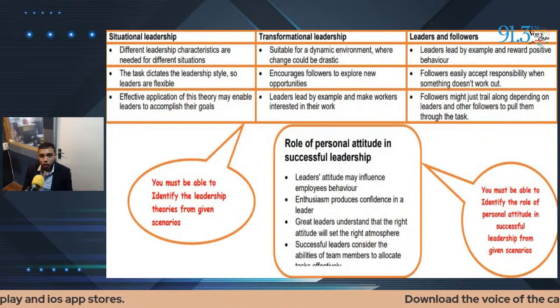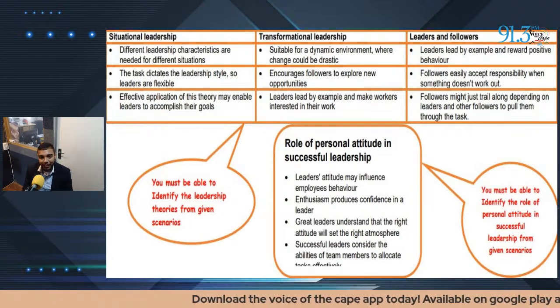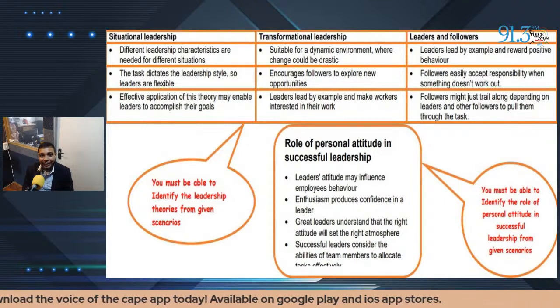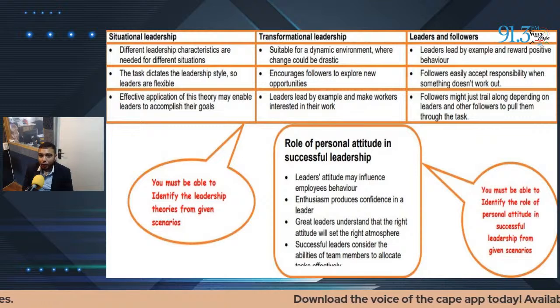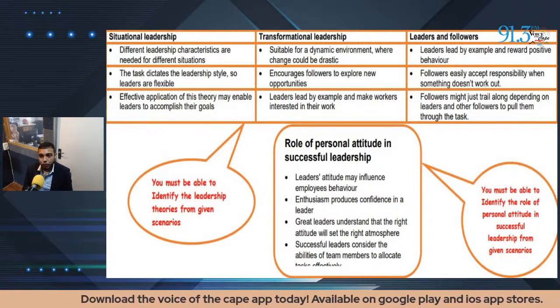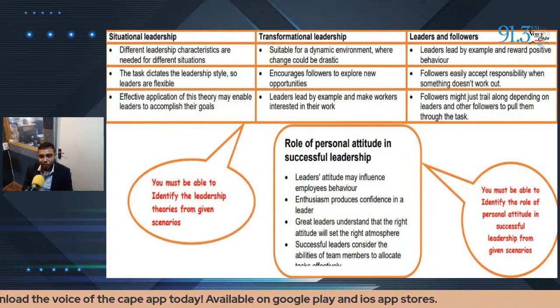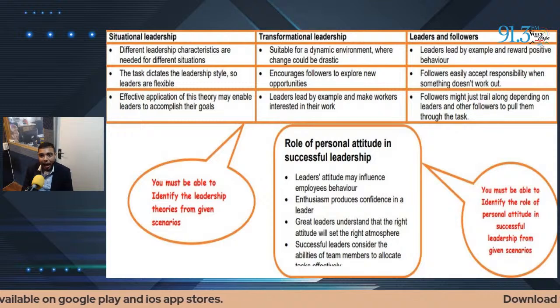Transformational leadership is suitable for a dynamic environment where change could be drastic. It encourages followers to explore new opportunities, and leaders lead by example and make workers interested in their work. So, leaders lead by example and reward positive behavior. Followers easily accept responsibility when something doesn't work out. Followers might just tag along, depending on leaders and other followers to pull them through the task.